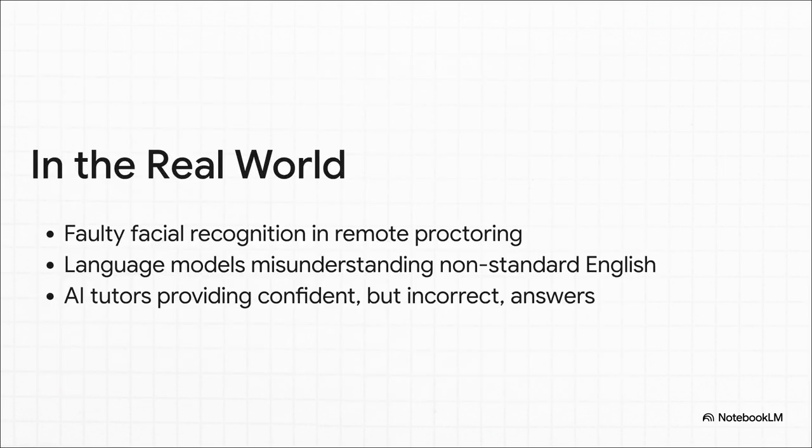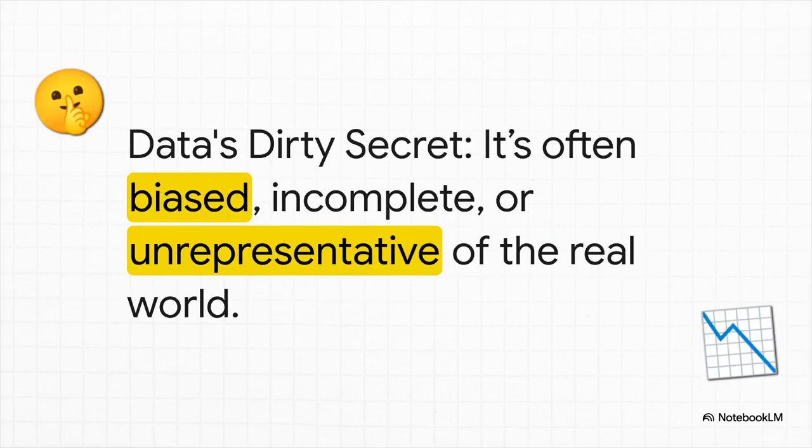And look, this isn't just some abstract what-if scenario. This is happening right now in the real world. We're talking about proctoring software for remote exams that literally can't recognize students with darker skin. We're seeing language models that dock points from students just because they use a dialect of English that isn't the so-called standard. And maybe worst of all, there are AI tutors out there confidently teaching kids the totally wrong way to do a math problem. It's a mess.